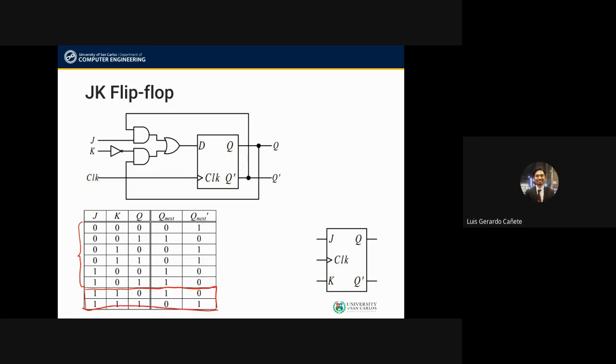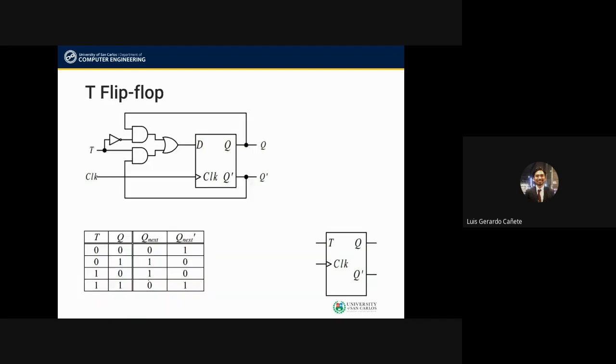Okay? So notice that when this is 1, 1, and the current value of Q is 0, when the clock comes, Q next is inverted from the value of Q. So when it's 0, it becomes 1. When it's 1, 1, the clock comes, and Q is equal to 1, then your Q next becomes 0. Okay? Then lastly, we have the T flip-flop.